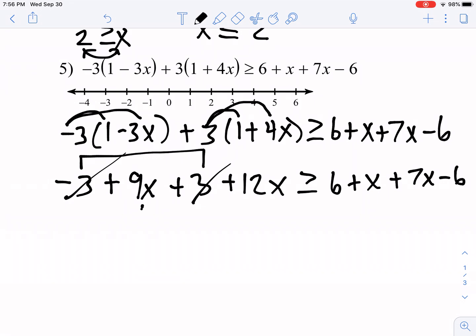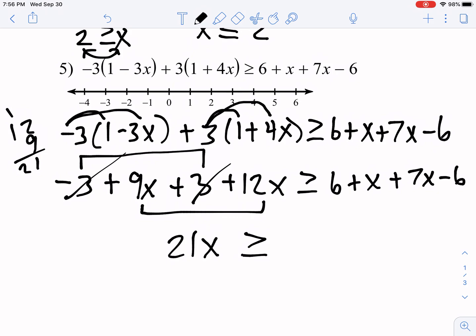However, also notice we have variables with variables. We have 9 plus 12x, okay? So when I have 9 plus 12x, what is that going to be? Okay, well, you could write it out here if you're not quite sure. We have 11, carry the 1, and we get 21, right? So we get 21x when we combine like terms is greater than or equal to, then we have 6 plus x plus 7x minus 6. Do I have like terms on that side? Yeah, I have like terms on this side too, right?